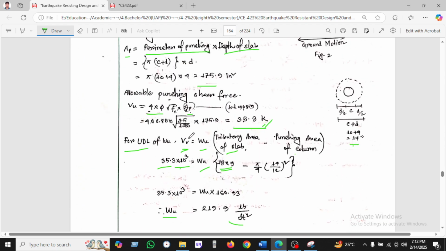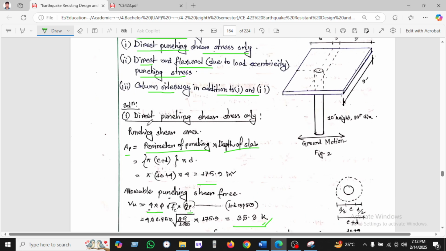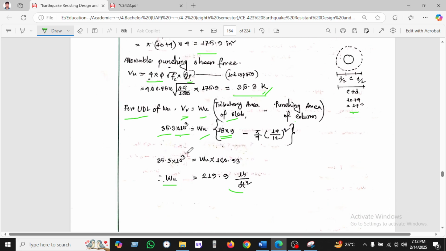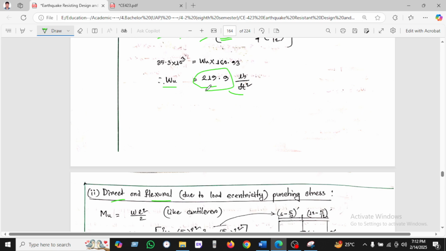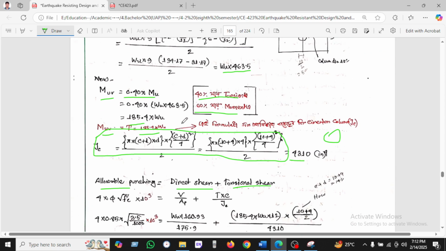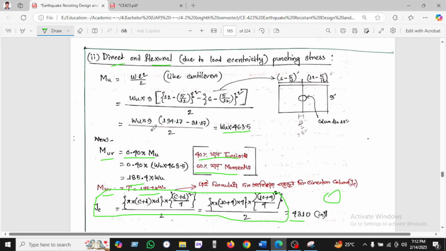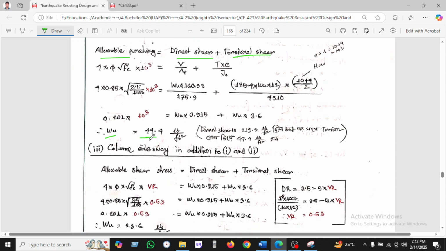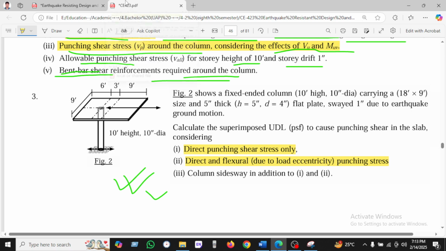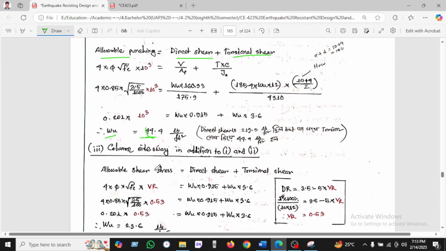On the other hand, when we are considering only direct punching, then we have found 419. So remember, if we calculate both the flexure and shear, then the U will be reduced. Okay, so flexure and shear have been reduced. That's why we are considering the direct punching shear.